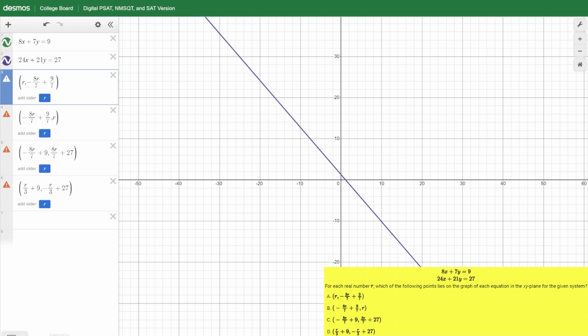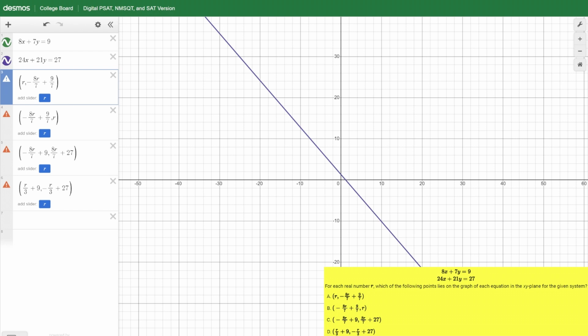Desmos is a very powerful tool that, when used correctly, can save a lot of time and effort when solving the SAT math portion. So the first problem that we're going to deal with involves two linear equations. And we're asked, for each real number r, which of the following points lies on the graph of each equation in the xy plane for the given system.